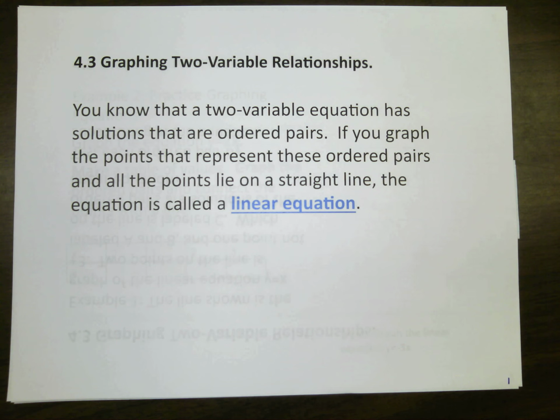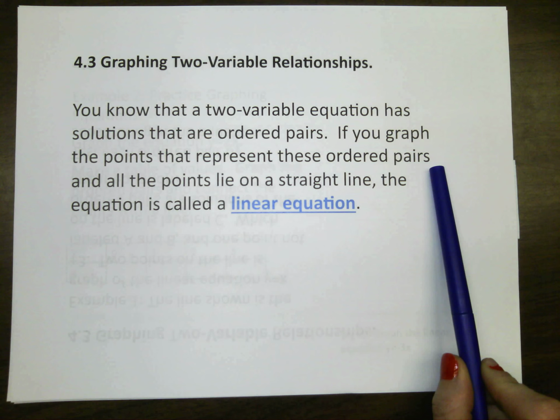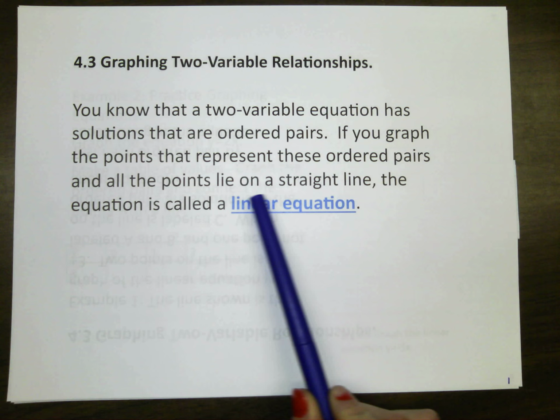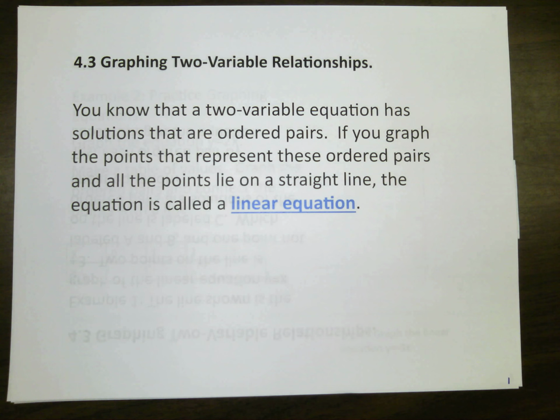The first thing we need to know is that we have a new vocab word called linear equation. So if you graph the points that represent these ordered pairs from solving those two variable equations, and all the points lie on a straight line, the equation is called a linear equation.